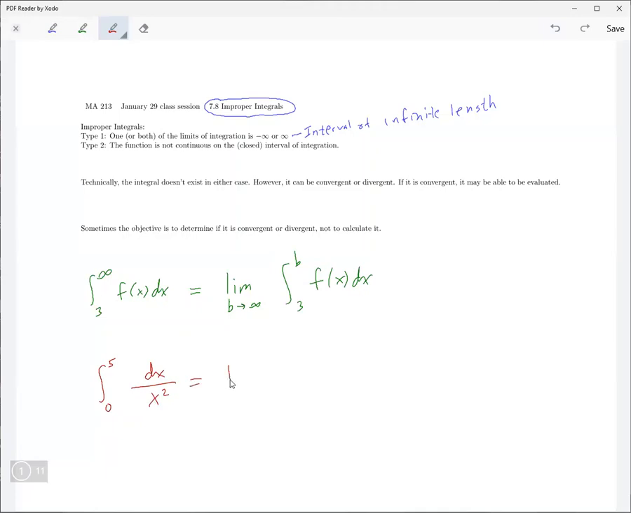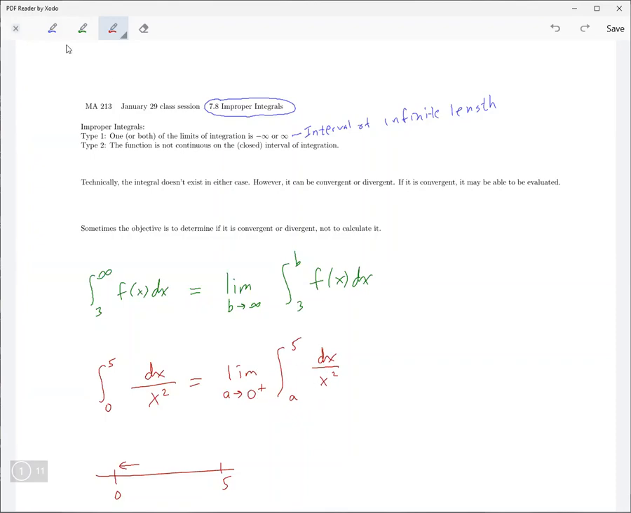The way that you would handle that one is you take the limit as a goes to 0 from the right. Because your interval of integration is from 0 to 5, you're taking the limit as you're coming in from the right. So you're integrating smaller intervals, from a to 5. And if that limit exists, then the integral is going to exist.